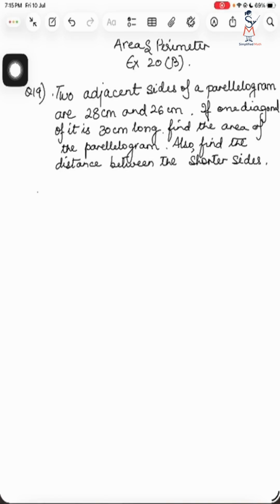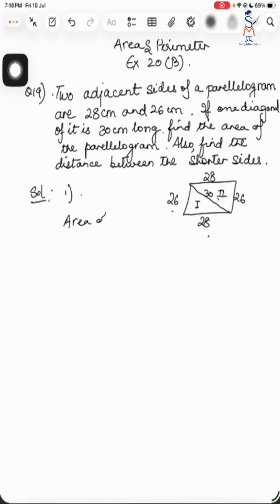So first we will find the first answer, that is the area of the parallelogram. Now we know this is a parallelogram. Adjacent sides mean which are next to each other. So one is 28, the other is 26. This will also be 28 and this will be 26, and the diagonal is 30. Now we can see this diagonal is dividing this parallelogram into two triangles.